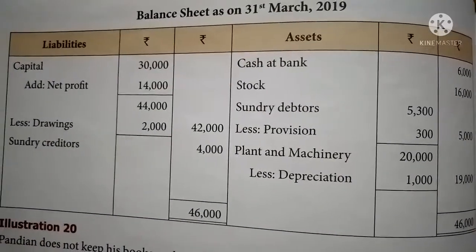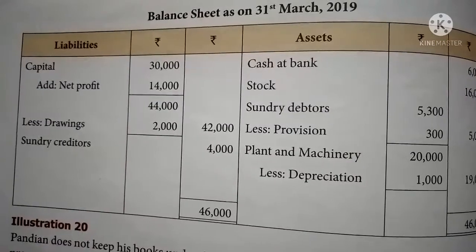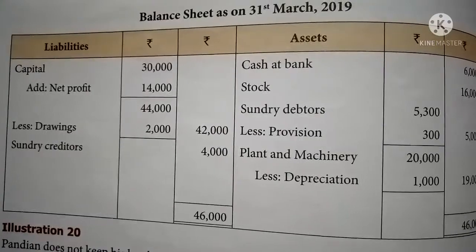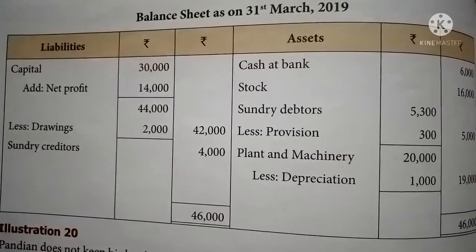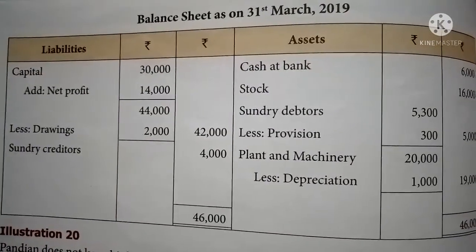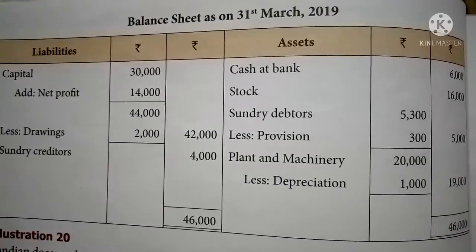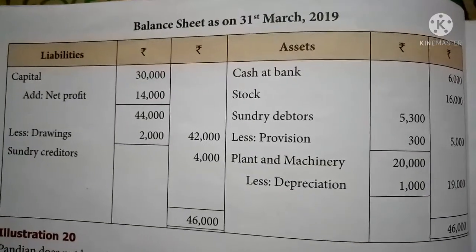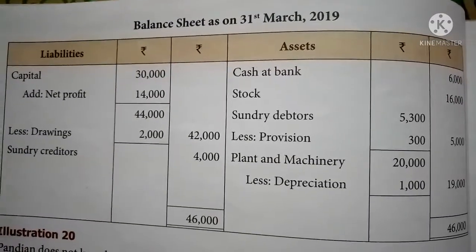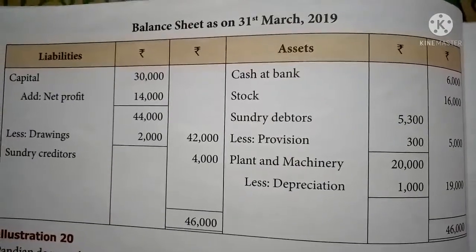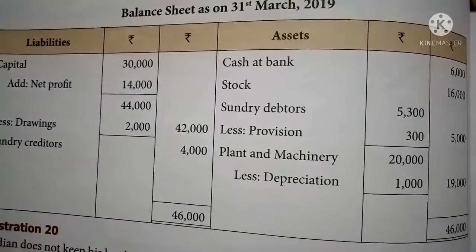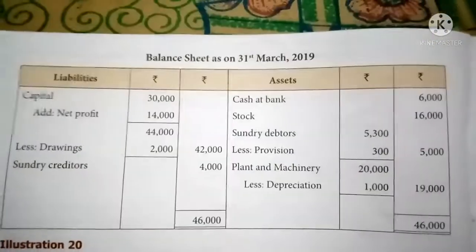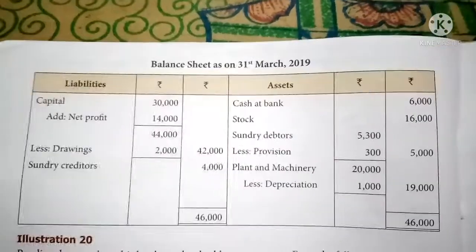And then on the liability side, capital, it can be already found out by way of a statement of affairs. So from 30,000, first add net profit and then less drawings. Net amount will be written in the outer column, 42,000. Sundry creditors, 4,000. So after writing all the closing balances given in the sum, now you can tally the balance sheet. First add the debit total, that is 46,000. Credit side also the same total will come, 46,000.